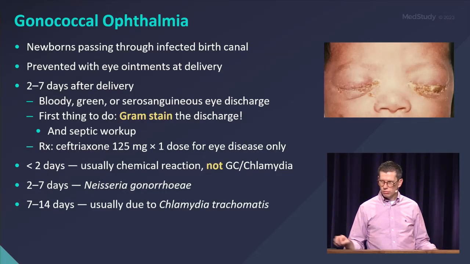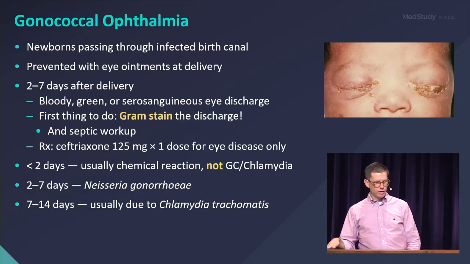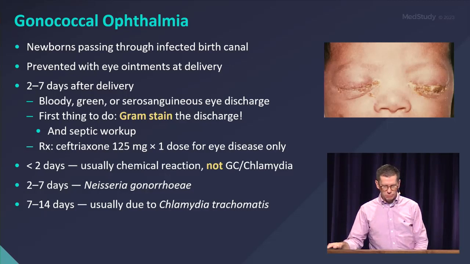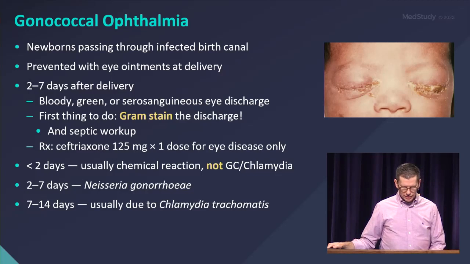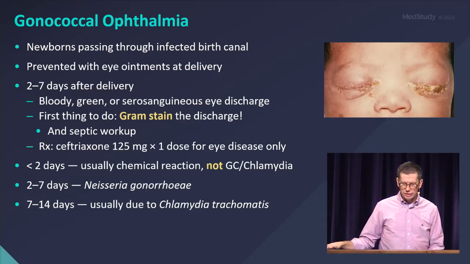So a little more gram-negative that we're going to sort of go through here at the end. So gonococcal ophthalmia, right? So this is newborns passing through an infected birth canal that is prevented with eye ointments at delivery. Typically, they present 2 to 7 days after delivery with bloody, green, or serosanguineous discharge.